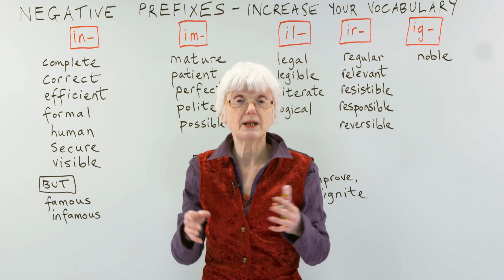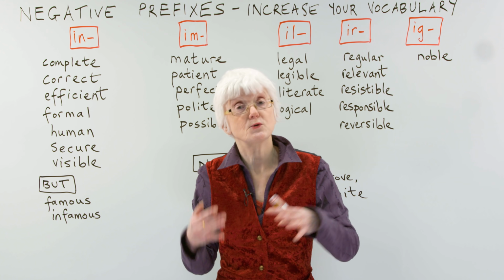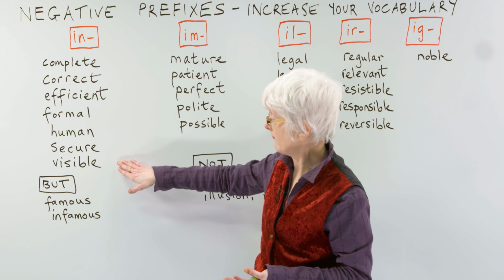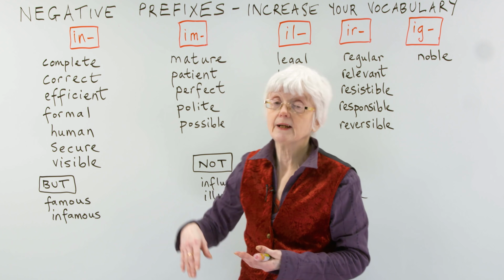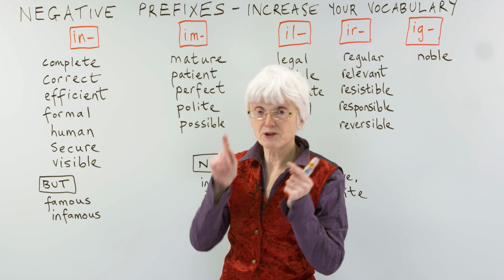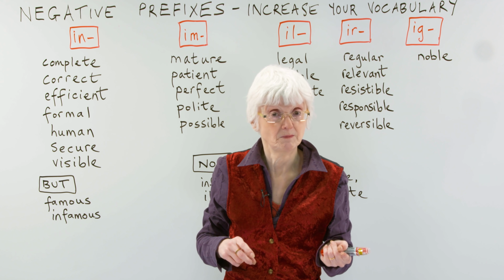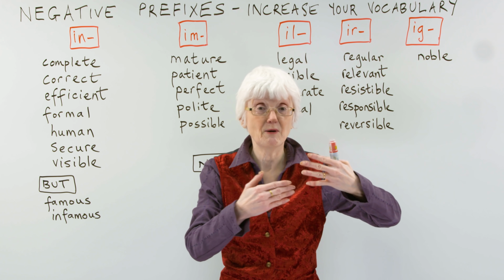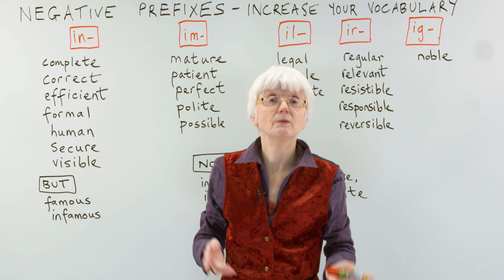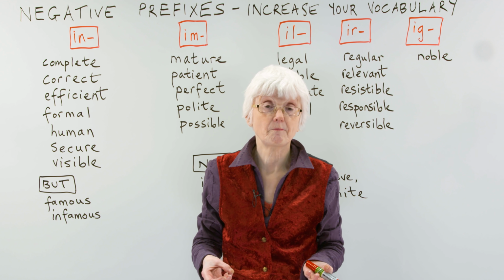Secure. If you feel secure, you feel safe. If you feel insecure, then you don't feel safe. So, secure, insecure. And then finally for in, visible. If something's visible, you can see it. It's right there. I can see the camera. It's visible. But if something is invisible, if the camera is hidden and I don't know I'm being filmed, then it's an invisible camera. So, visible, invisible. Anything you can't see is invisible. Okay.